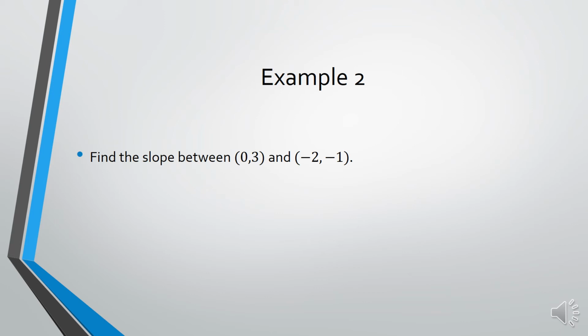Next, we're going to find the slope between 0, 3 and negative 2, negative 1. So I can go ahead and label these if I want. I'll call this x1, y1, x2, y2. And the reason I'm labeling these is because we have to be really careful about the order in which we subtract. So the formula said y2, which is negative 1, minus y1, which is 3, divided by x2, which is negative 2, minus x1, which is 0. Negative 1 minus 3 gives me negative 4, and negative 2 minus 0 is negative 2. Negative 4 divided by negative 2 gives me a positive 2, so my slope is just positive 2.